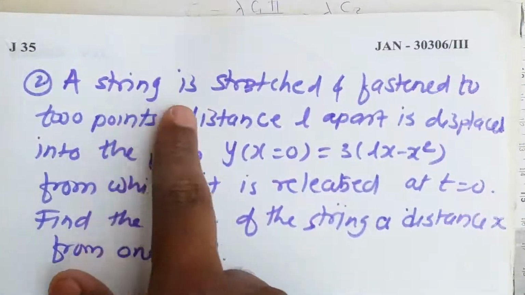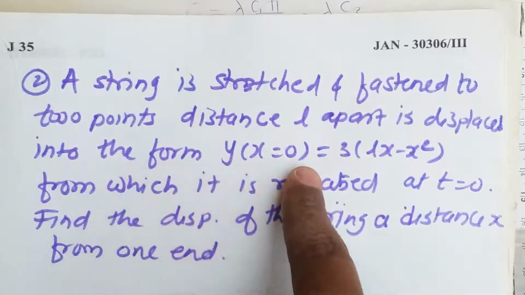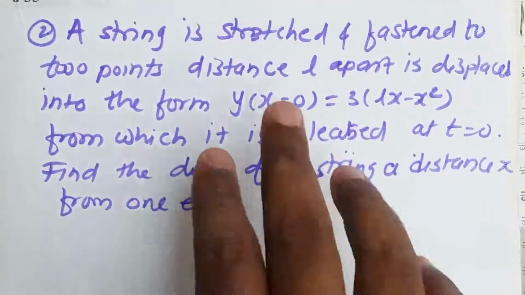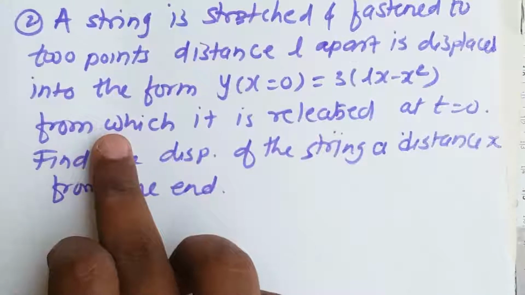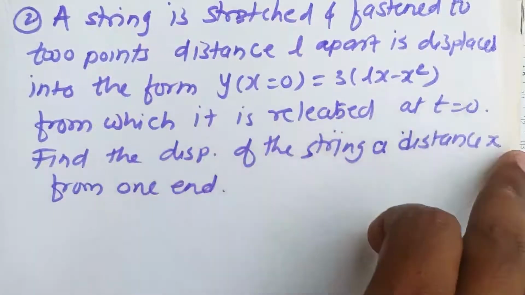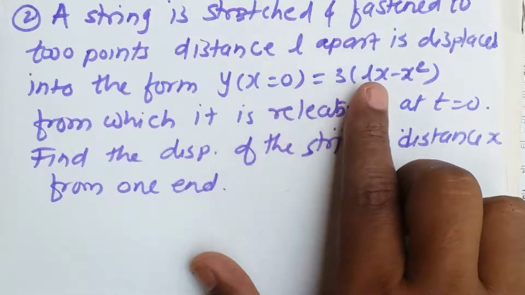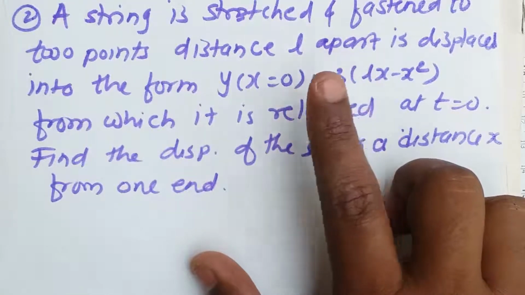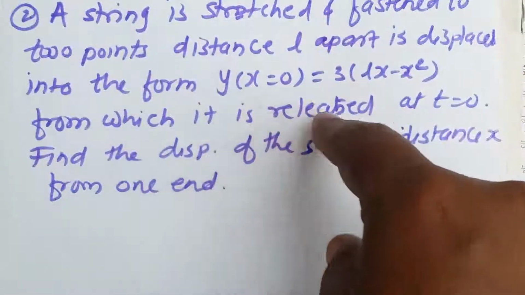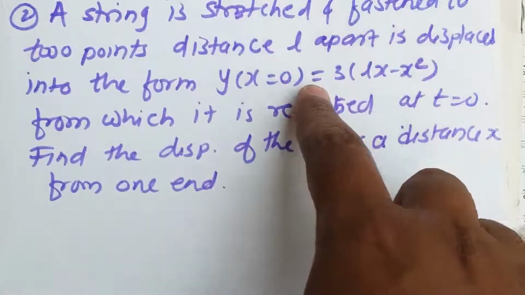Next, another problem. A string is stretched and fastened at 2 points at a distance L apart, and is displaced into the form of y of x comma 0 equal to 3 into Lx minus x square. The value of y at t equal to 0 is given. This is the initial displacement. Velocity is 0 in this problem, from which it is released at t equal to 0. Find the displacement of the string at a distance x from one end. Here also you need to do similar calculations. Here displacement is given, so this will be the fourth initial condition. The boundary conditions are fixed, velocity you need to take as 0, and this will be the last condition, and we use this condition at the end of the problem for calculating Bn.